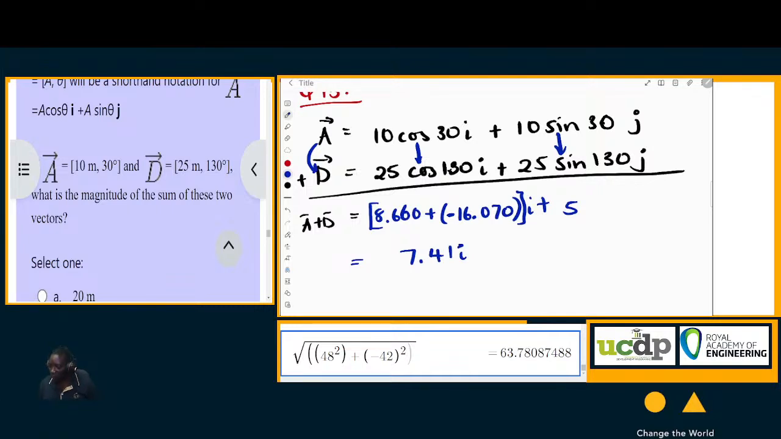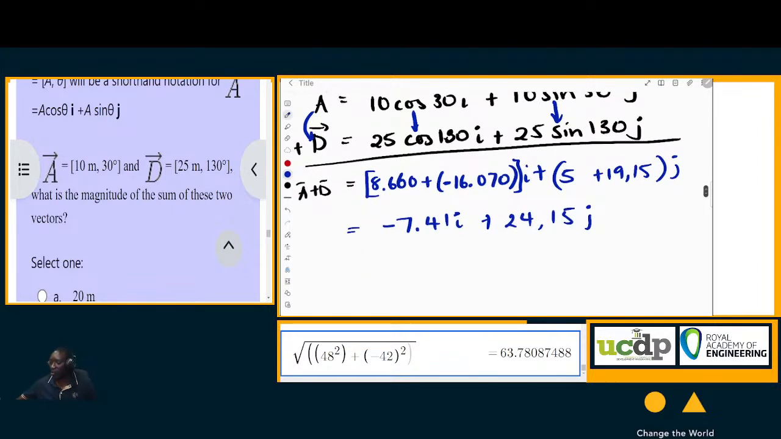And 24.15 j. Interesting. So the 25 sine 130, let's check that. I think you're right. 5 plus 19.15 in the j, which is 24.15 j. Good, thank you. I'm also getting 25.26. Minus 7.4, yes. Thank you for that. You corrected yourself. Well done. Okay, so we're looking for the magnitude of this vector.